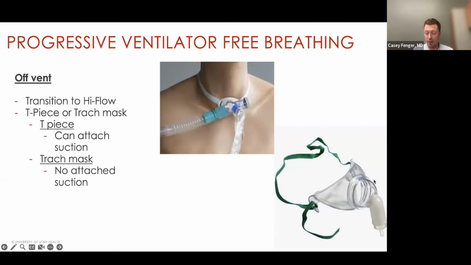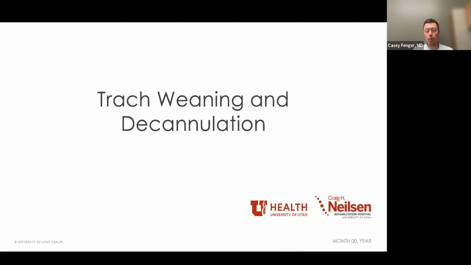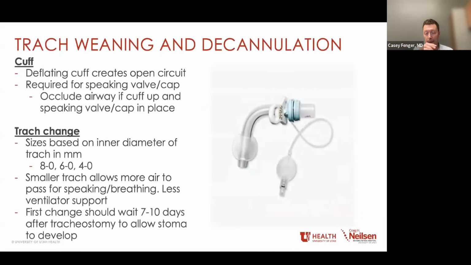The trach mask down here on the right is, as the name implies, just a mask that goes over the trach. It delivers high flow oxygen. The difference is this can't be attached to suction. And so for a patient on a trach mask, you have to remove the trach mask and take the speaking valve off in order to access the trach for suction. So now getting into trach itself and eventual decannulation.